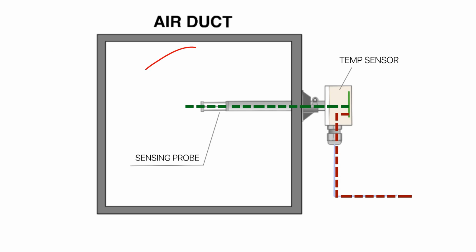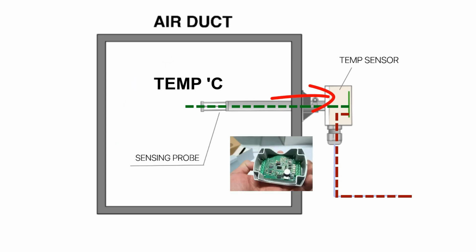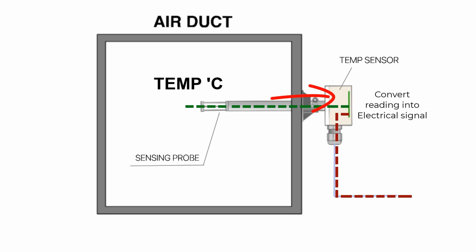This SMD detects the temperature inside the duct, measured in degrees Celsius. The raw temperature signal is sent directly to the sensor circuit board, as shown in the image. The board then converts this temperature reading into an electrical signal, typically a 0 to 10 volts DC output, which serves as the sensor's final output signal.